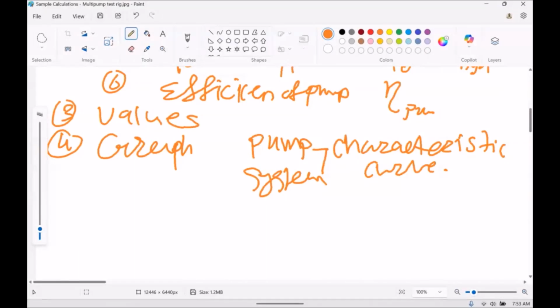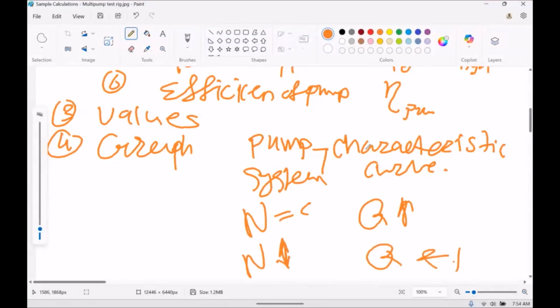In pump characteristic curves, the speed is constant, and we are going to vary the discharge. We are going to increase or decrease the volume flow rate, at constant speed. And at variable speed, we are going to find Q and H. If you change the speed of the pump, what is the effect on Q and what is the effect on H? We are going to plot the graph. That graph is called the system characteristics curve.